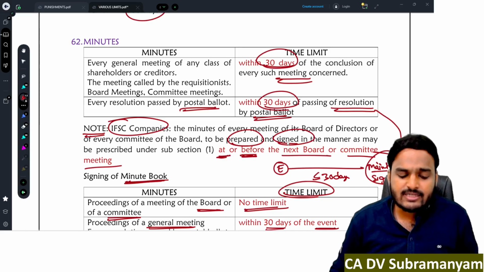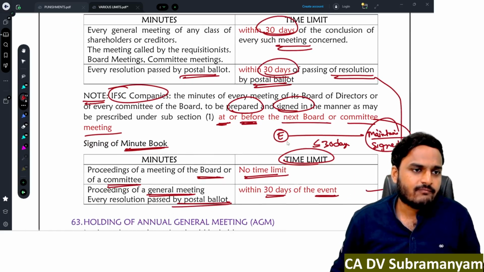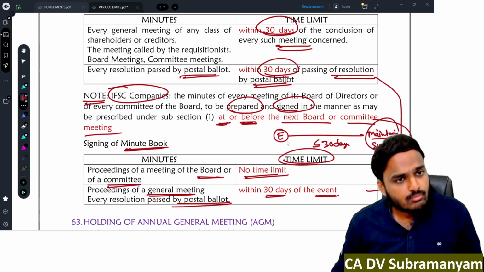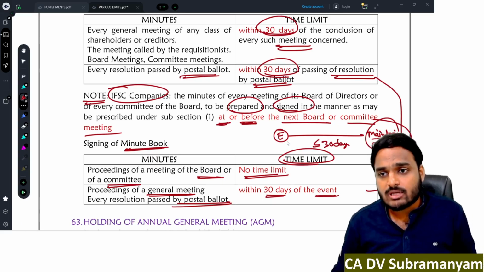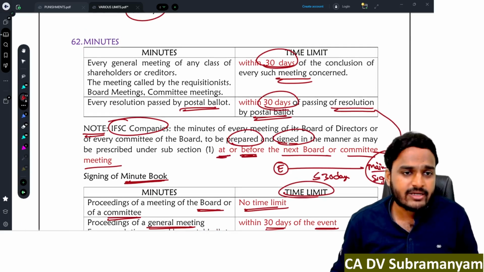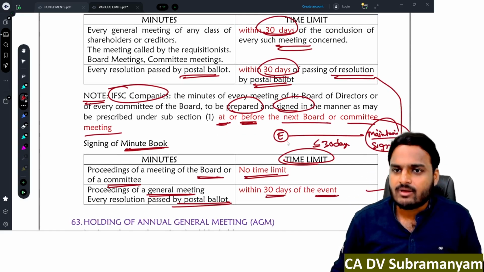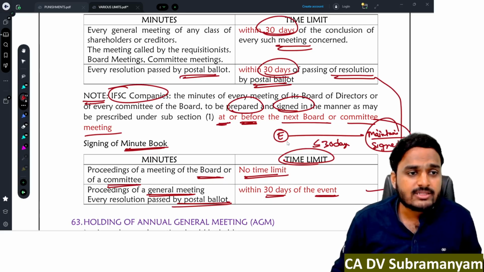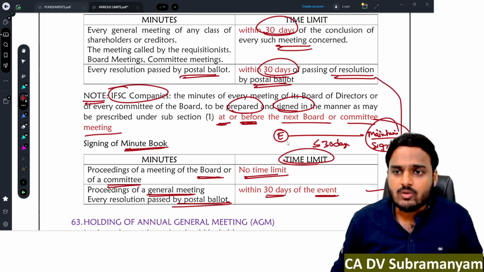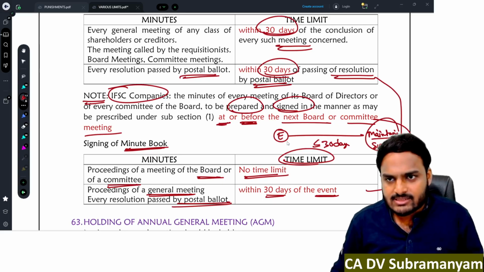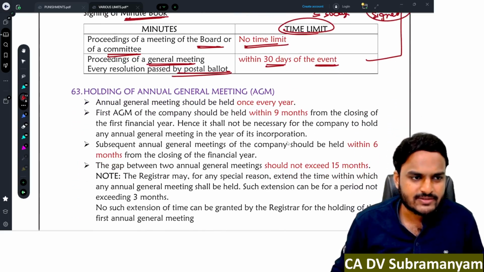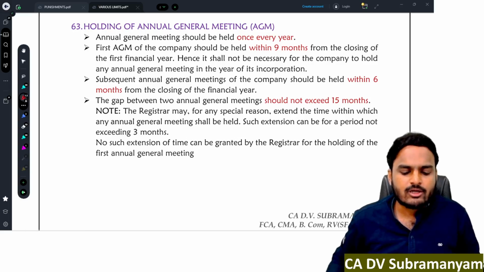Maintenance of minutes is different, signing of minutes is different. For general meetings, members meetings and postal ballot, signing and maintenance both have only one time limit, that is 30 days of the event. Coming to the board meetings and committee meetings, maintenance of minutes is 30 days, signing there is no time limit.